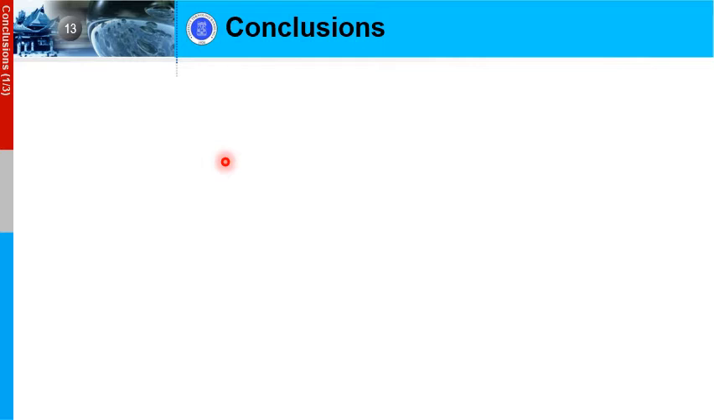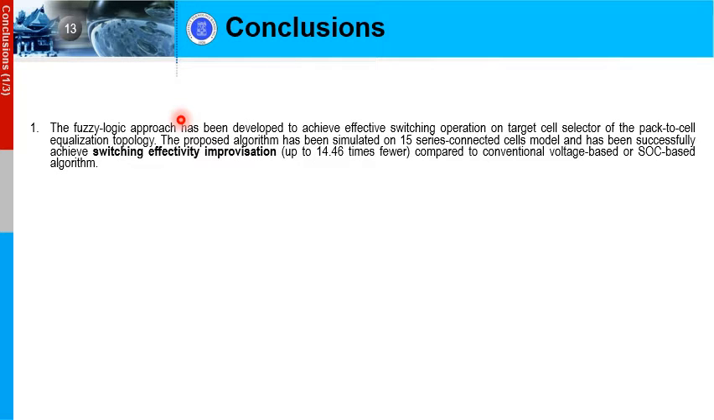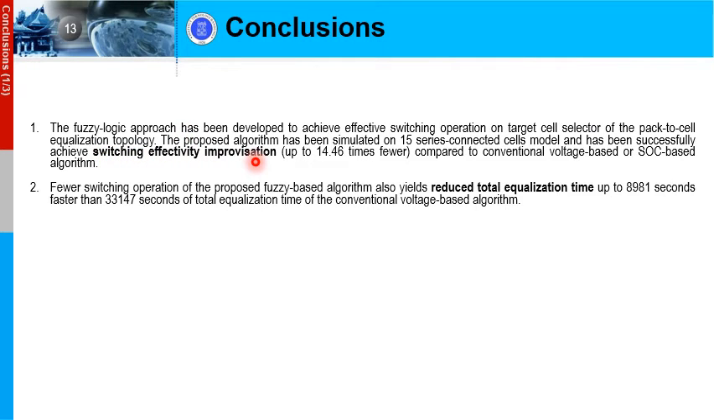Therefore, the conclusion of this research are as follows. First, the proposed fuzzy logic approach for equalization algorithm on back-to-cell topology with 15 series connected cells model has successfully achieved switching effectivity improvisation. Second, the proposed algorithm also yields reduced total equalization time.